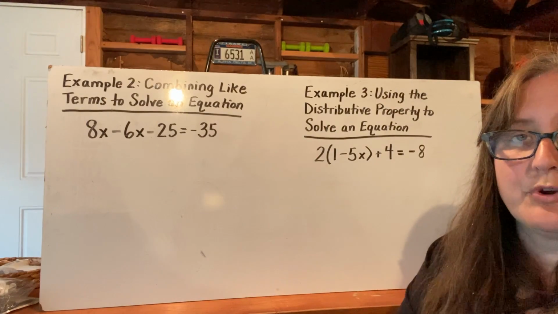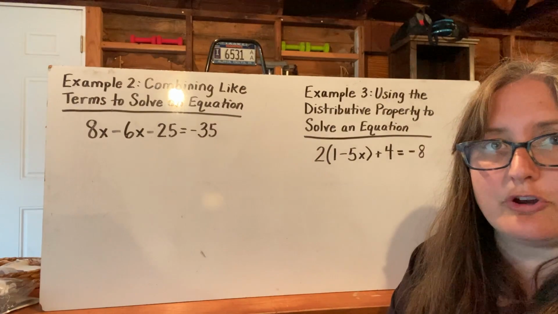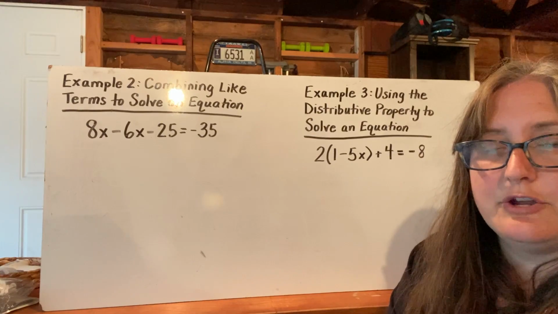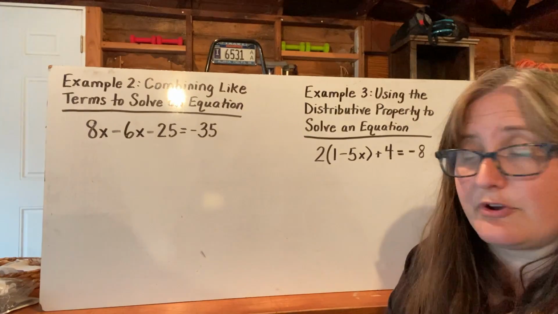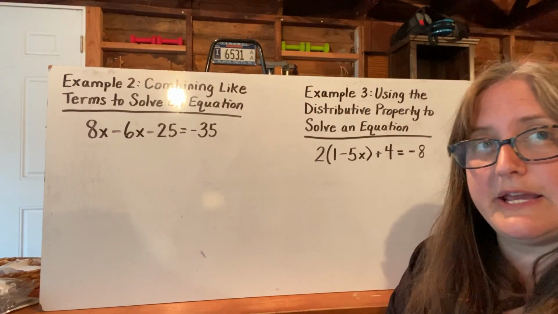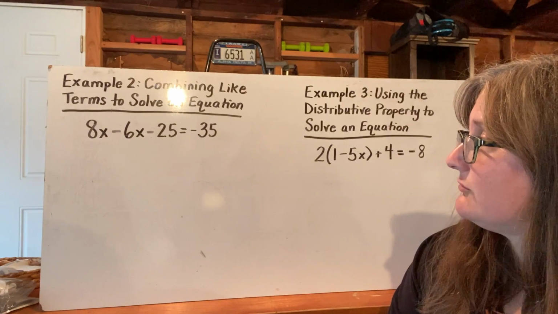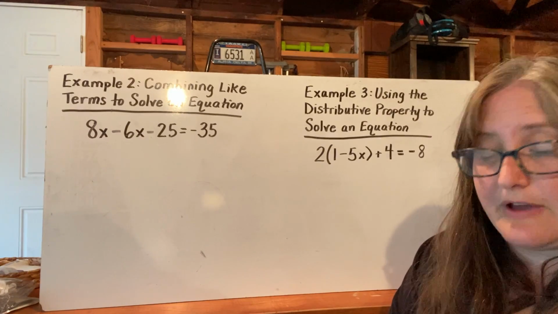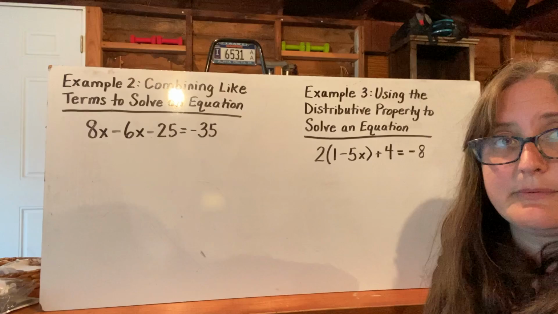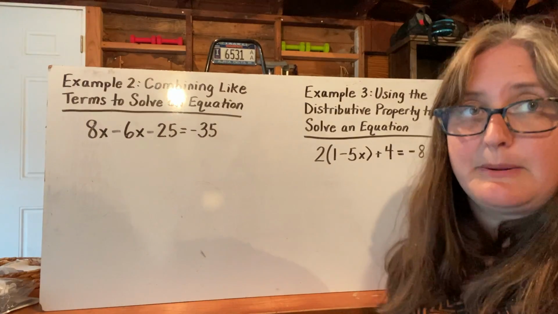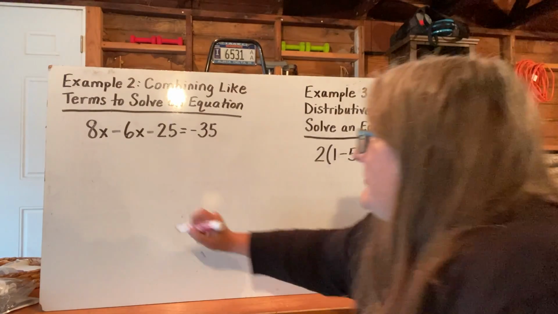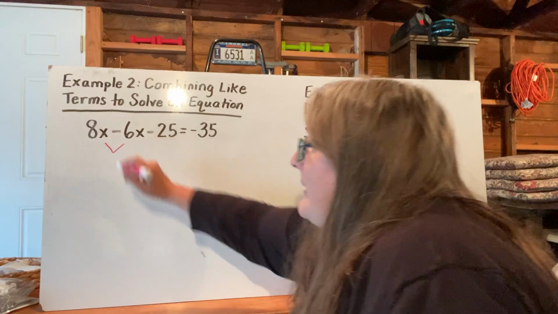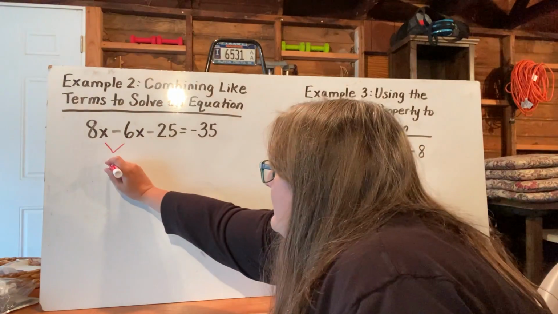In this equation, we're going to have to do some combining of like terms before we solve. I notice that I have two x variables in this problem. I have 8x minus 6x minus 25 equals negative 35. So the first thing I'm going to do is combine my variables. I'm going to combine those x's. 8x minus 6x actually is going to give me 2x.